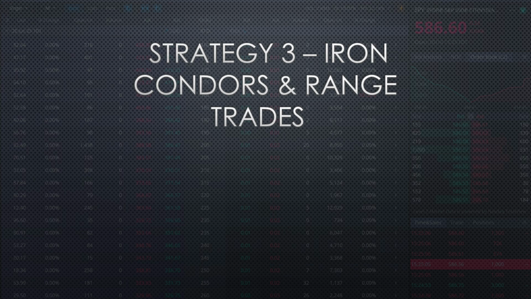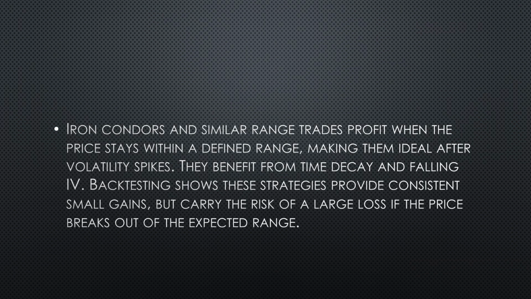Strategy 3. Iron condors and range trades. Iron condors and similar range trades profit when the price stays within a defined range, making them ideal after volatility spikes. They benefit from time decay and falling IV. Backtesting shows these strategies provide consistent small gains, but carry the risk of a large loss if the price breaks out of the expected range.